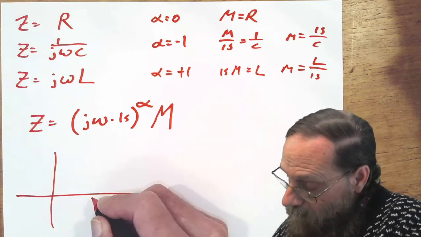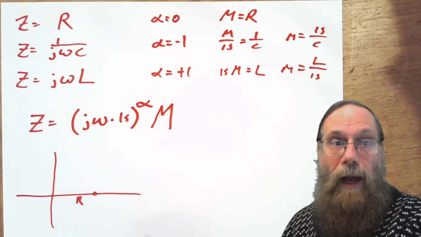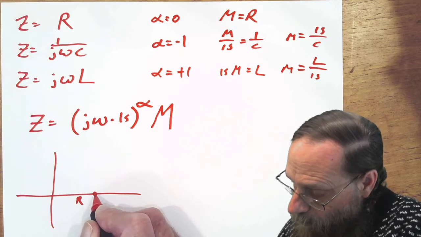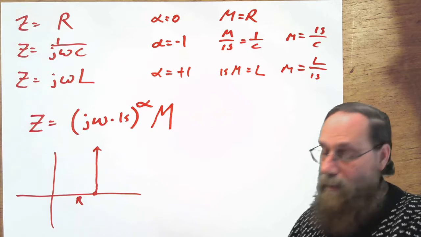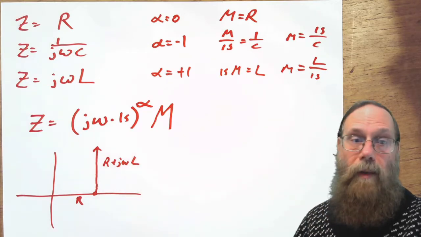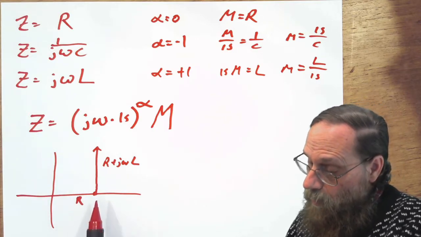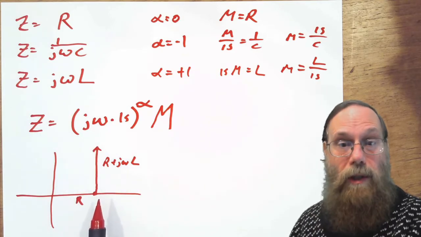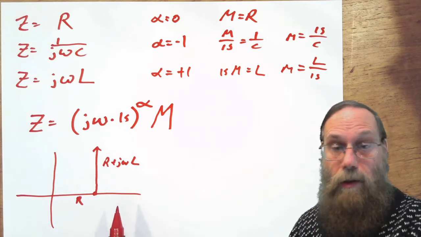At zero frequency, we're just out here on the real axis at R. And then as frequency increases, the j omega L term becomes non-zero, and we will go up that way. And so this is R plus j omega L. And we can get to any point on the complex plane, but as we vary frequency, we're only going to be varying the position parallel to the imaginary axis. The real part doesn't change.